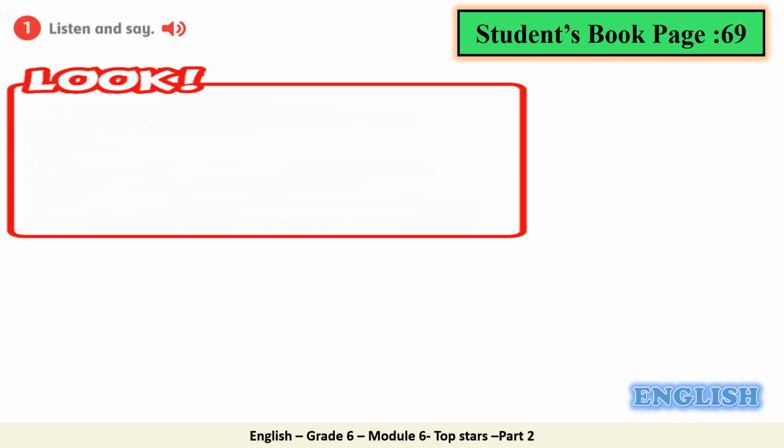Let's have a look at the grammar books, Student Book, page 69. Let's read together sentence number 1. I can't buy this t-shirt. It's too expensive. Let's read it again together. I can't buy this t-shirt. It's too expensive. Look at the word too in red. Excellent. It means very. So it's like very expensive.